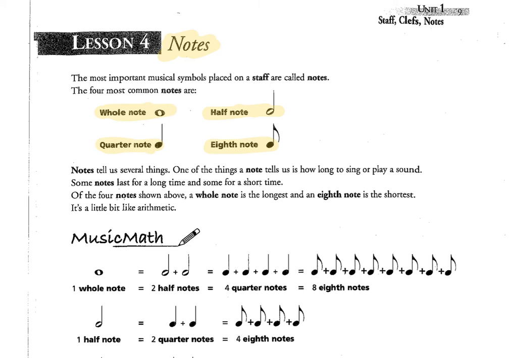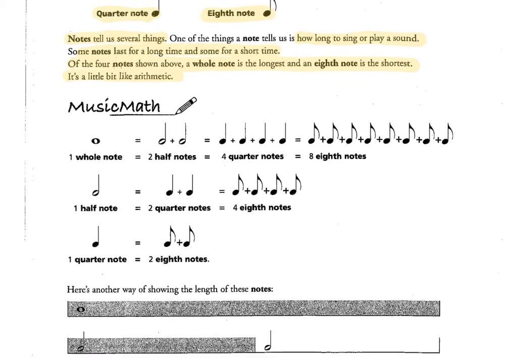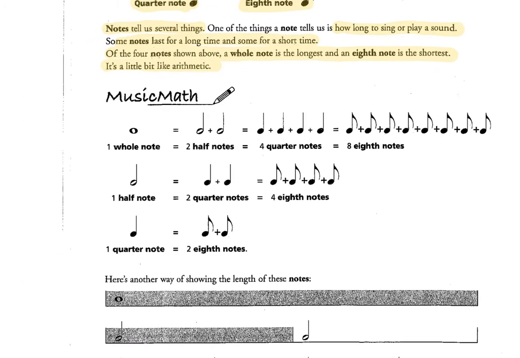Now, notes tell us several things. One of them is how long it is to play or sing the sound. Some last for a long time, and some last for a short time. Of the four notes shown above, the whole note is the longest, and the eighth note is the shortest. It says that it's a little bit like math. So if I look down here, I think music math is easier than normal math, but we'll see. One whole note.